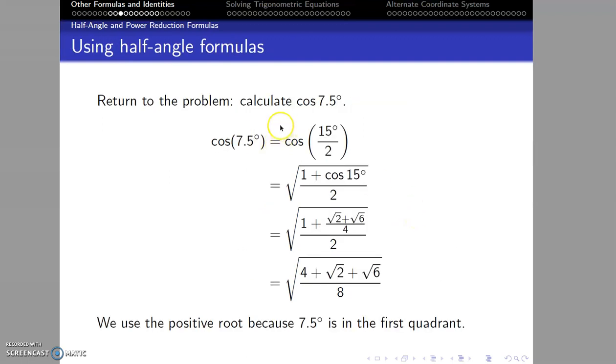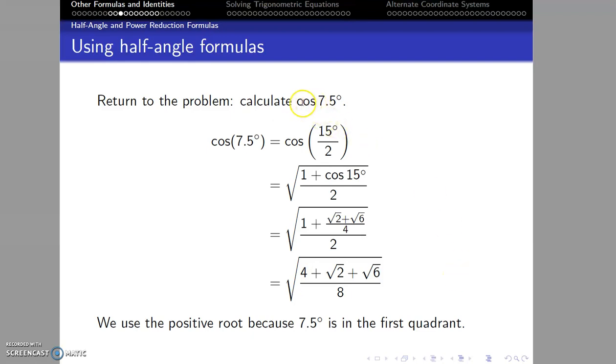Now then, because we're in the first quadrant, we are going to take the positive square root of 1 plus cosine of 15 degrees over 2. Or positive root of 1 plus root 2 plus root 6 over 4, all over 2. And cleaning this up a little bit, we get the exact value of cosine of 7.5 degrees: the square root of 4 plus root 2 plus root 6, all over 8. That is the exact form. Kind of nice. We can do that now.